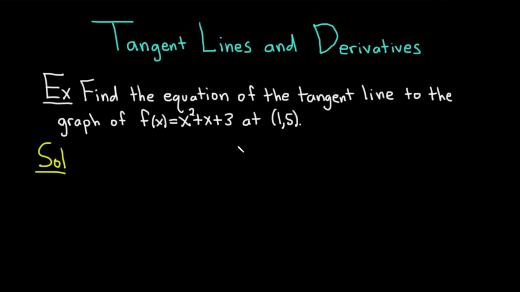So to find the equation of any line, we need a point and a slope. We're already given the point in this problem. It's the ordered pair 1, 5. The only thing we need is the slope of the tangent line. So the slope of the tangent line is the derivative.